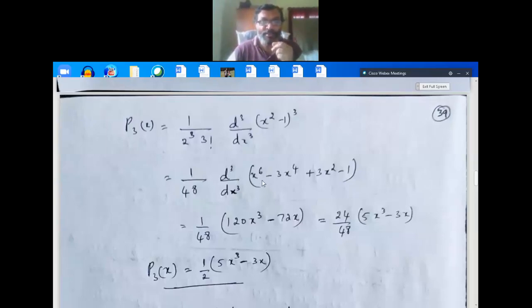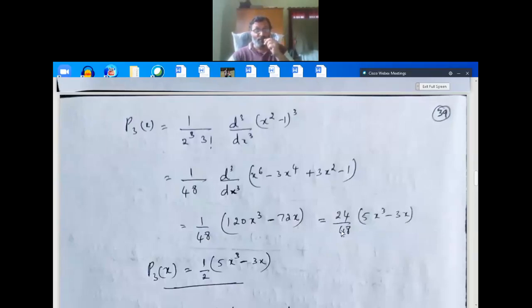So here differentiate 3 times. If you differentiate once, it will be 6x power 5. Then the second derivative will be 30x power 4. The next derivative, the third, is 120x cubed. Similarly here we get minus 72x. The remaining two terms will be 0. So here I'll remove 24 outside, since 24 is common in both of these. When I remove 24 outside, inside we are left with 5x cubed minus 3x.